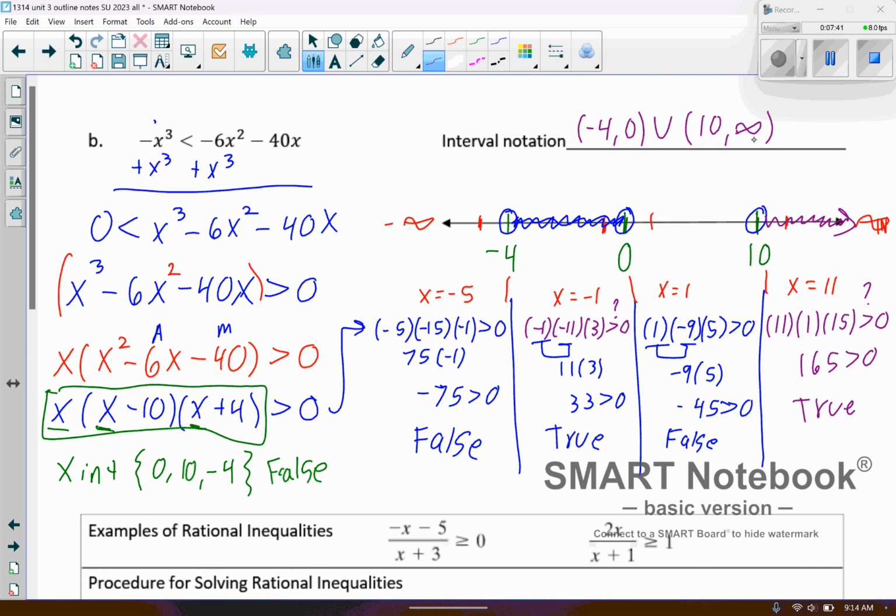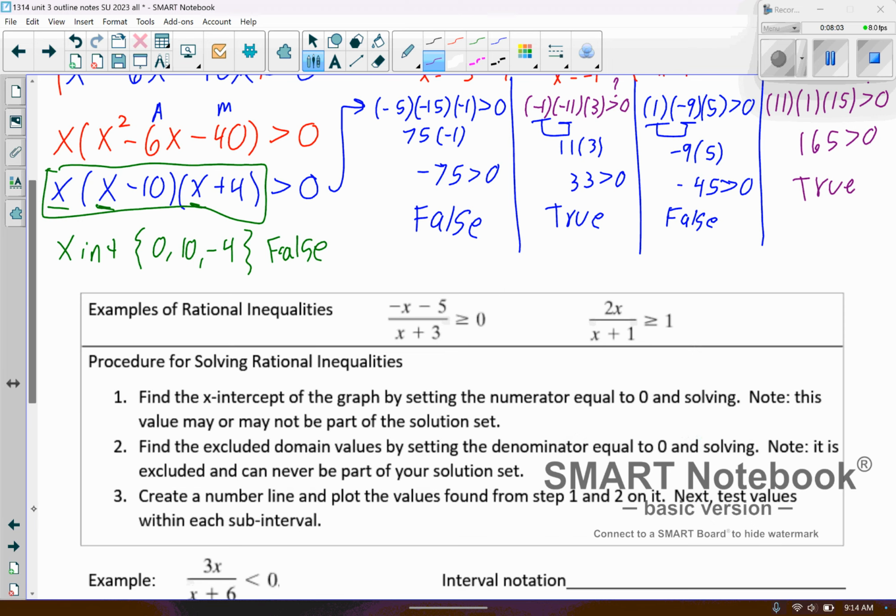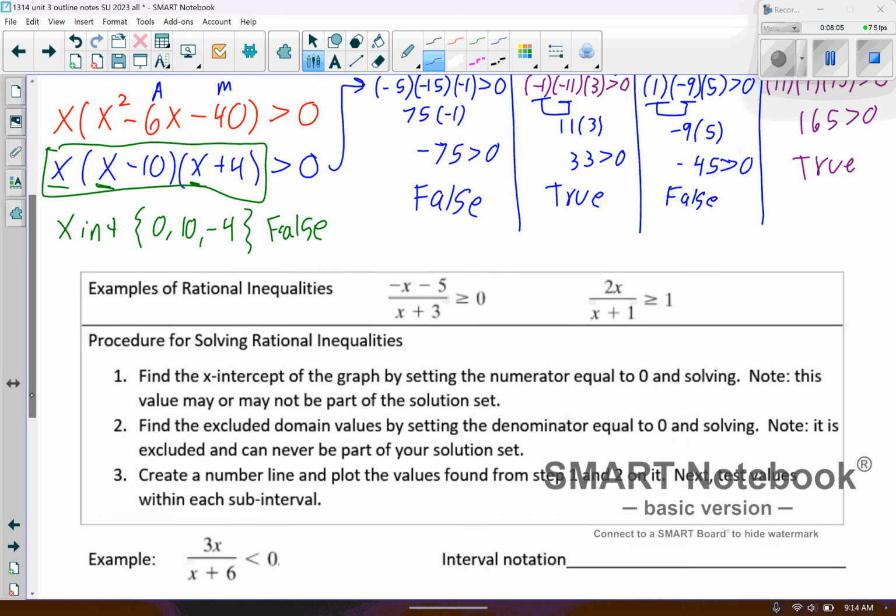Okay, so that's going to conclude the polynomial part of this lesson. And so it was hopefully not too bad. You find the x-intercepts, and then you have to test those points between them. Now we're going to move to the rational inequalities, and it's going to be similar but a little different. I have this procedure for that down here.